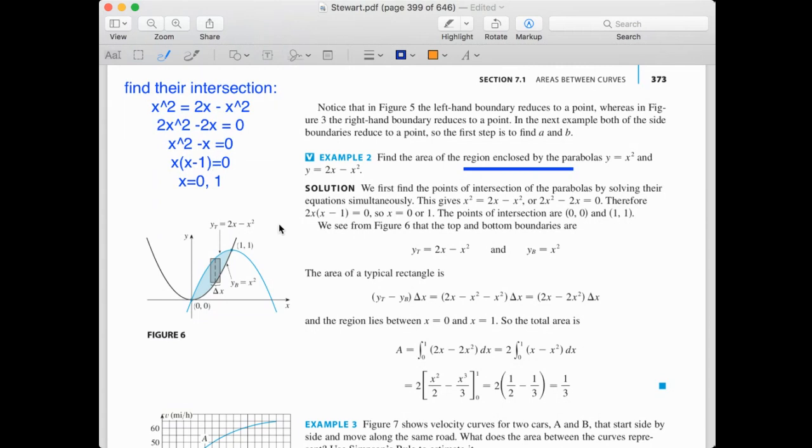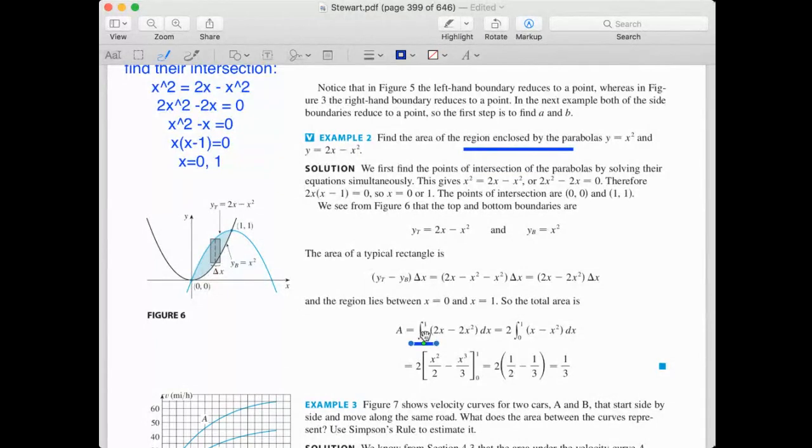Right? So sometimes it's difficult to draw pictures. For this one, it's easy to draw the picture because it's just upward parabola, downward parabola. And sometimes it's difficult to draw the picture, so we could solve algebraically, find the intersection points. So set those two functions equal to each other, we solve for x: x equals 0 and 1. That means those two functions intersect at x equals 0 and x equals 1. So that becomes our lower limit and upper limit.